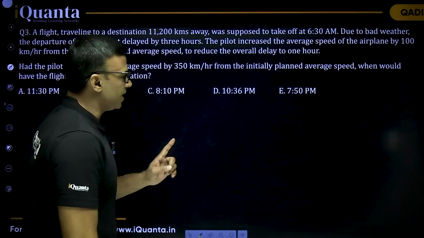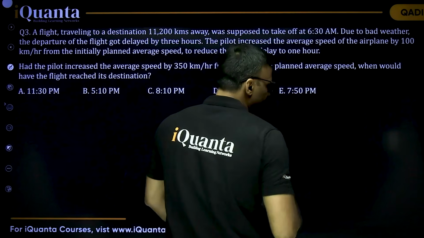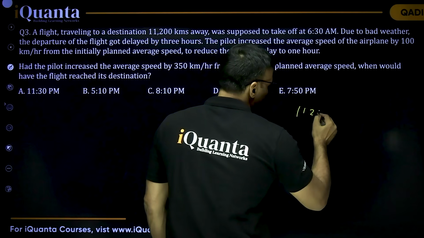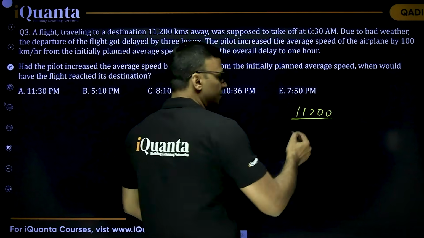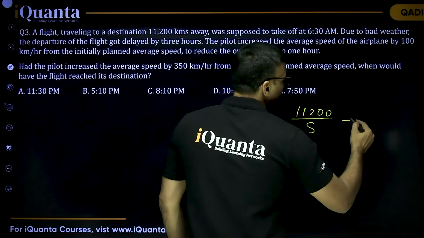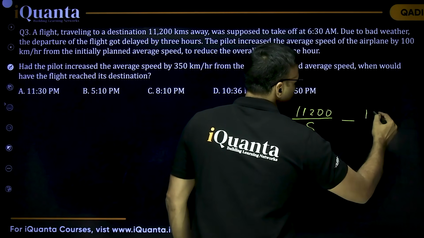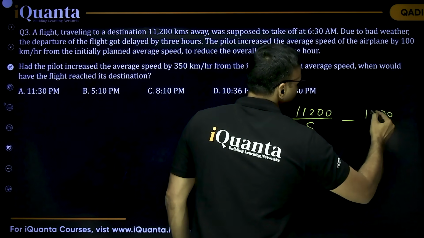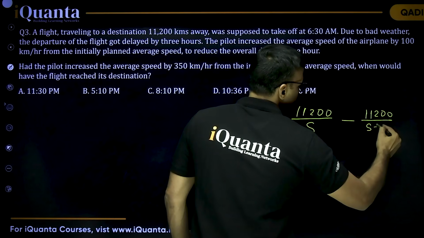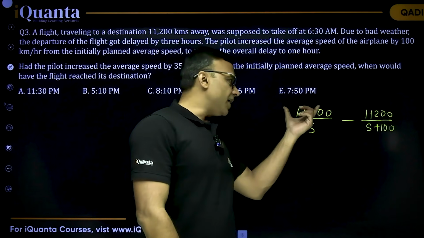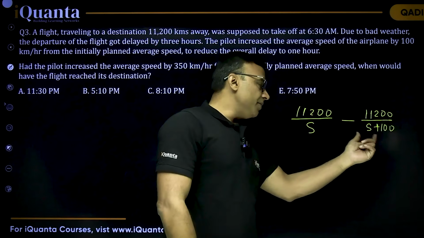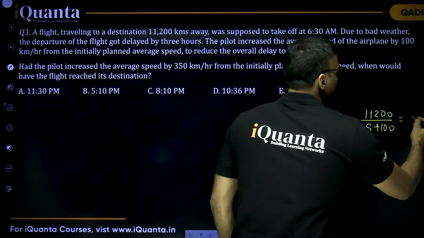Now here you need to understand, if I take speed as a variable, the equation will be: if I assume the original speed to be s, the time taken would be 11,200 by s minus the time taken at the new speed, that is 11,200 divided by s plus 100. What are we doing? We are trying to calculate the original time and the new time. The difference of these two times should be 2.